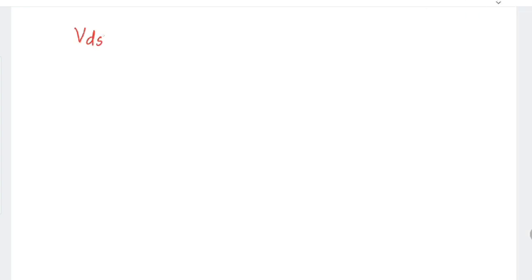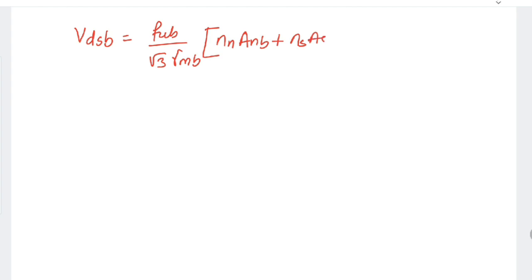Next, the first step is finding Vdsb. Again it is the same method. First I need to find the number of bolts required for this connection. So first I will find the shear force or bolt value. Vdsb is equal to how much? You know the equation: fub divided by root 3 into gamma mb, into nn Anb plus ns Asb.